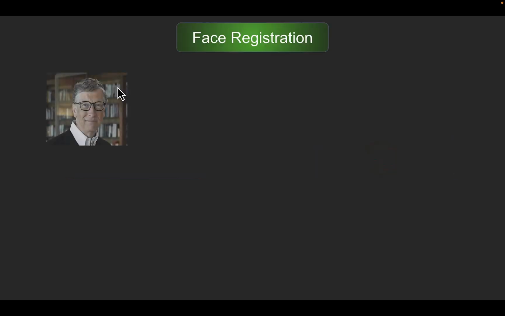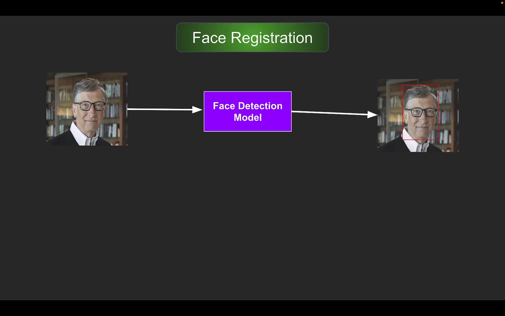So let's suppose that we got this Bill Gates image and we want to register his face inside our facial recognition system. For that purpose, after taking this image, we are going to pass it to a face detection model. A face detection model can detect the location of a face present in an image. So this model is going to detect the location of Bill Gates' face, and using that information we can draw a rectangle around the face. After that we can also crop the image and only get the portion where the face is present.